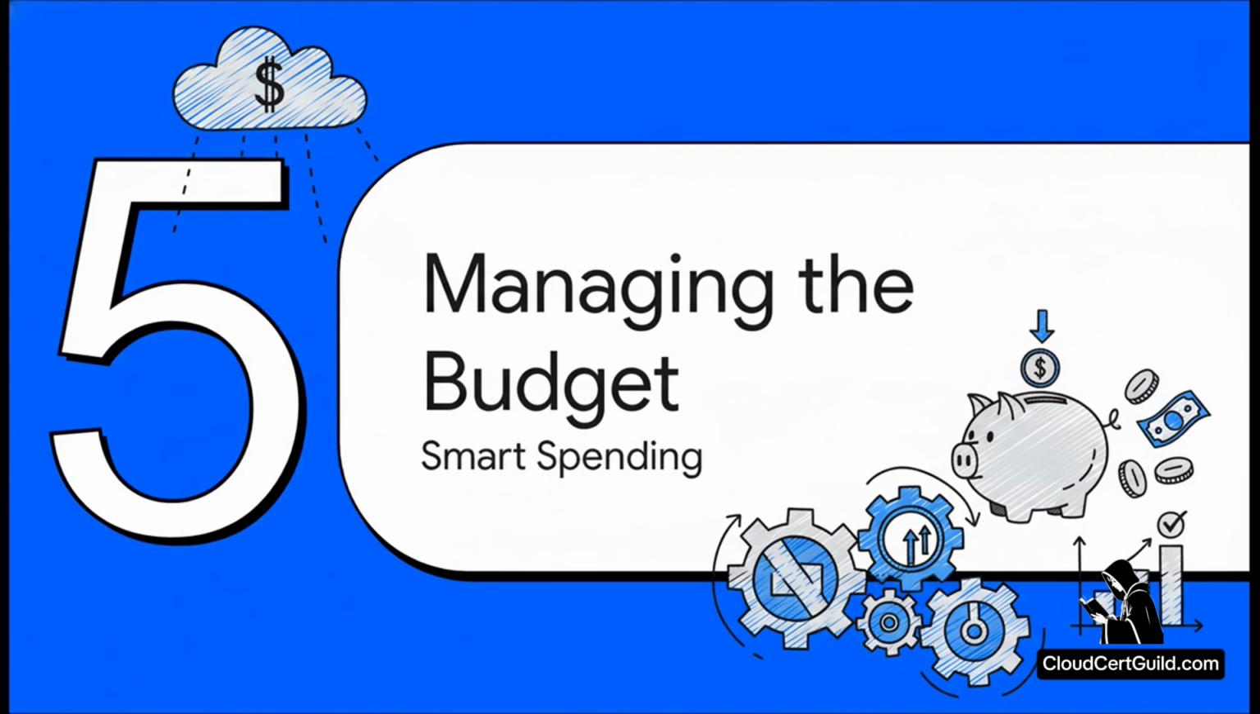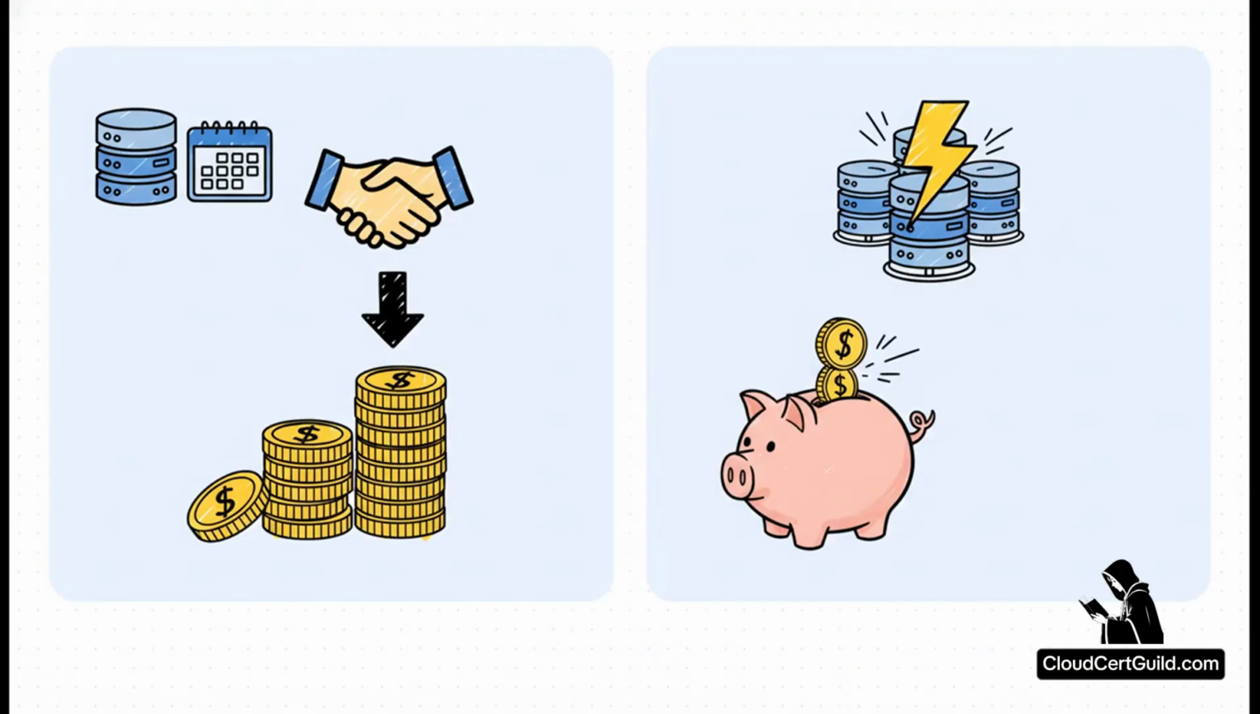Every construction project has a budget, and ours is no different. Building in the cloud is incredibly powerful, but you also have to be smart about the costs. So let's look at a couple of key ways to spend wisely. So, how do you get the big discounts? There are two main strategies. For servers that you know have to run 24/7, like your main production app, you make a deal. You tell Google, hey, I promise to use this for the next year, and in return, you get a huge price cut with a committed use discount.